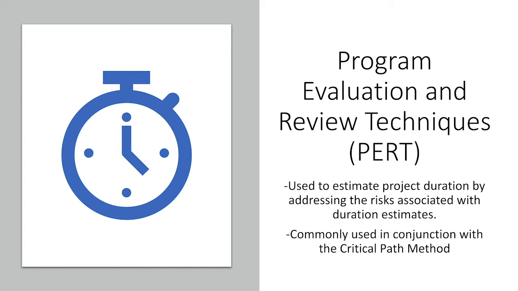Program Evaluation and Review Technique, or PERT, is a method of addressing the risks associated with activity duration estimates. PERT was developed around the same time as the critical path method and is typically used in conjunction with it. PERT uses the time established by the critical path method for activities and accounts for the risk or uncertainty associated with each activity and adjusts the average time to reflect that.